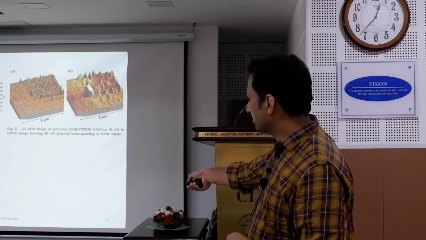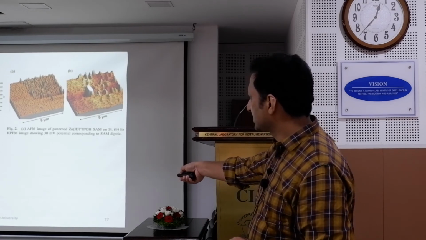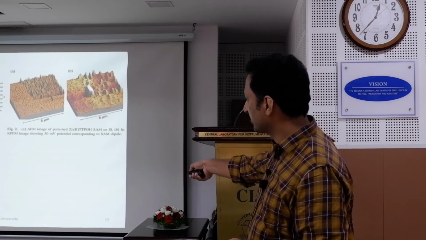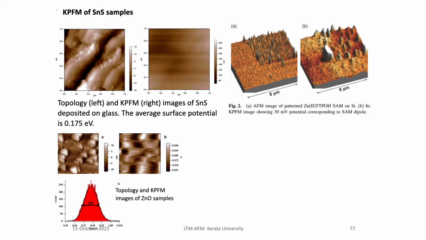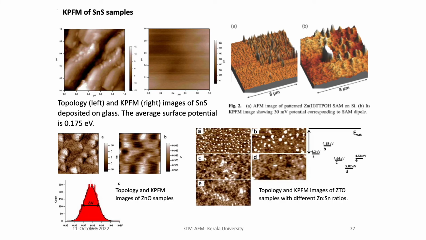And the zinc oxide samples you can actually see. This is the topography. This is the work function imaging. You can see wherever the work functions are different, like that. Okay, so zinc tin oxide samples, different zinc to tin ratio. Again, we can map what are the defect levels there.